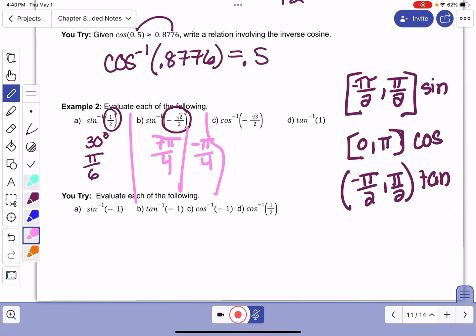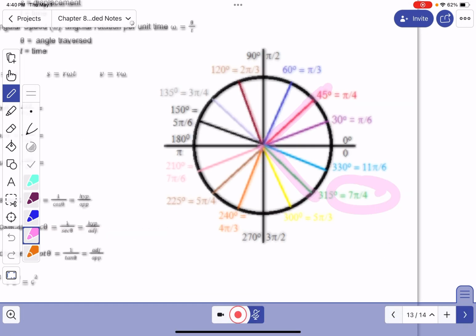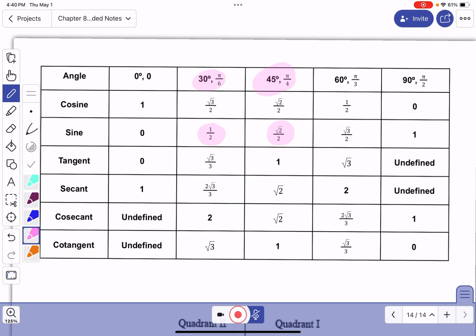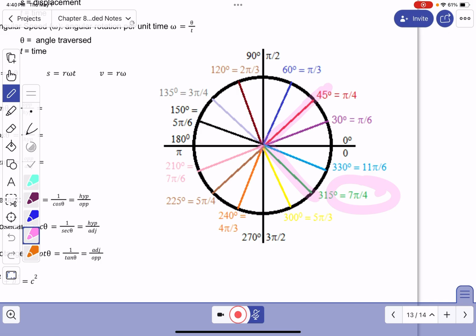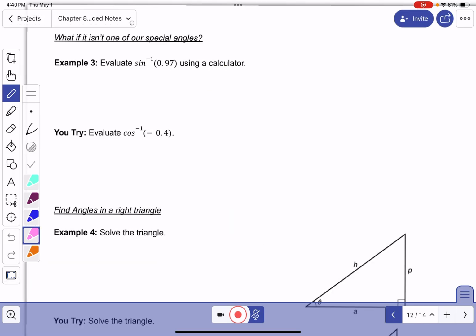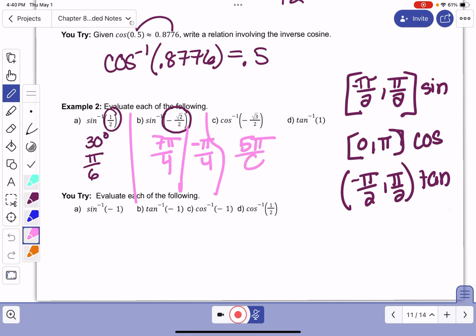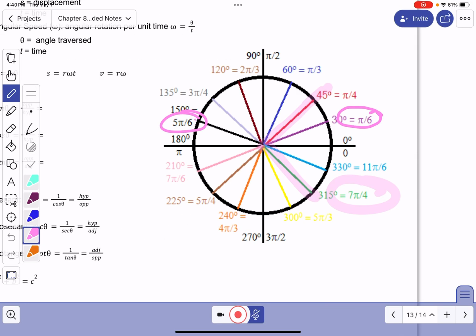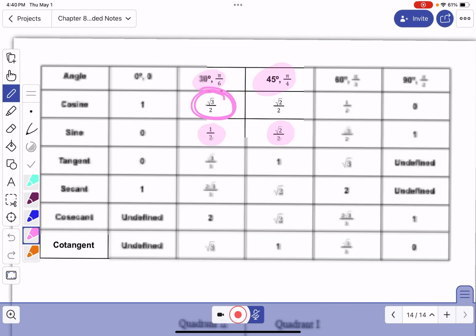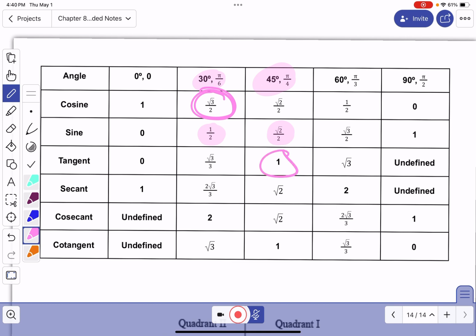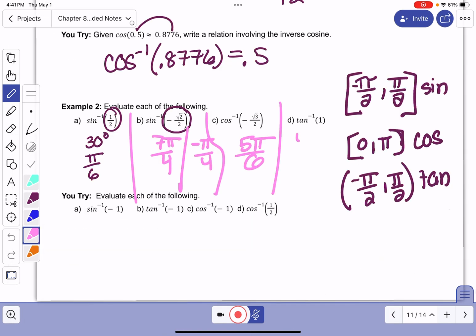So now let's do cosine. We want root 3 over 2. So cosine is root 3 over 2 at 30 degrees. And cosine's positive here. So it's going to be negative at 5 pi over 6. So we would write 5 pi over 6. Now we want when tangent is 1. So tangent is 1 at 45 degrees. So 45 degrees or pi over 4.